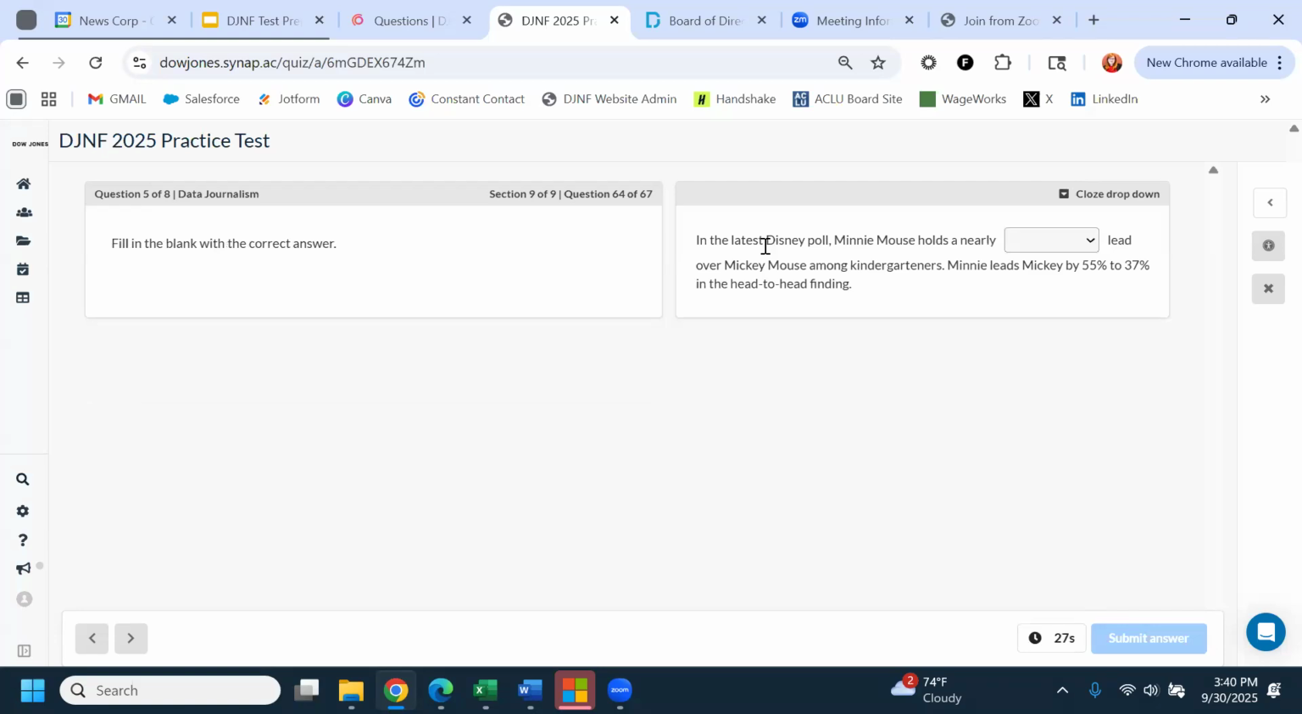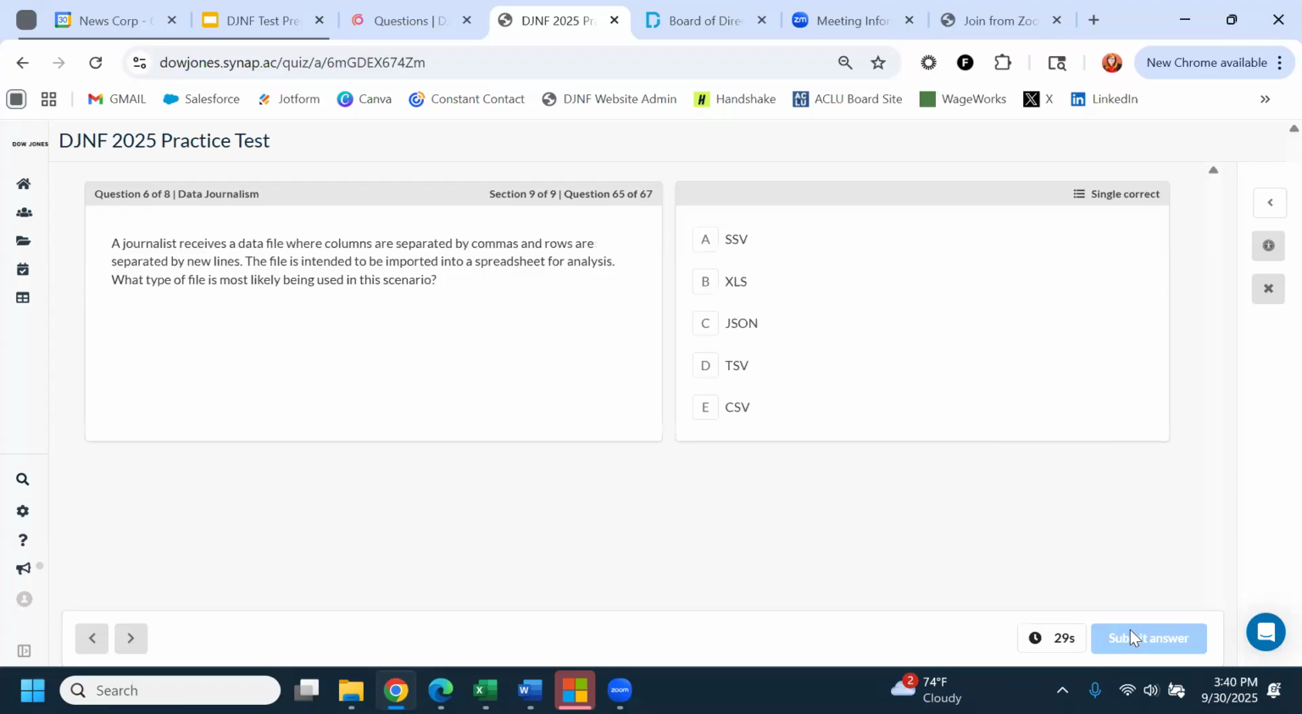In the latest Disney poll, Minnie Mouse holds nearly that lead over Mickey Mouse amongst kindergartners. Minnie leads Mickey by 55 to 37 in the head-to-head finding. So what is the correct fill in the blank there? It is 20 points. So knowing the difference between percentage points and percentages. And as a journalist, when do you say percentage point, and when do you say percentage?